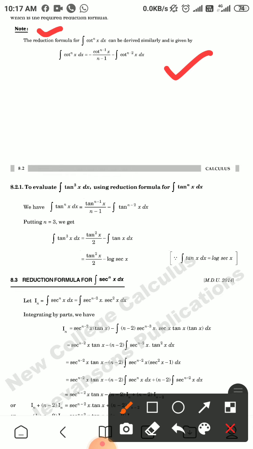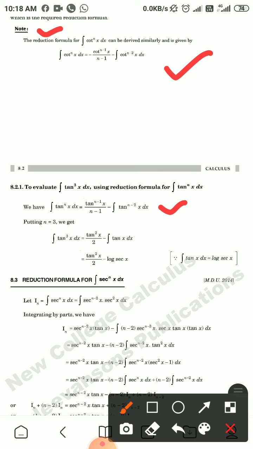Now example 8.2.1, to evaluate integration tangent raised to power 3 x dx using reduction formula for integration tangent raised to power n x dx. As from previous article, we have reduction formula for integration tangent raised to power n x dx is equal to tangent raised to power n minus 1 x divided by n minus 1 minus integration of tangent raised to power n minus 2 x dx.